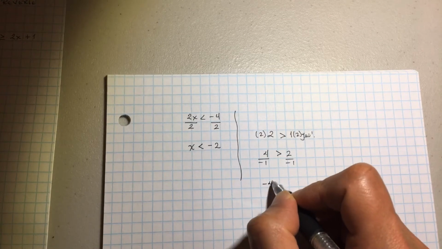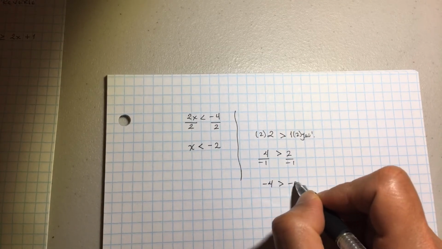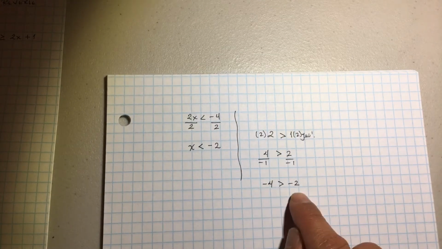So now we're going to get negative 4 and is greater than negative 2. Is negative 4 greater than negative 2?